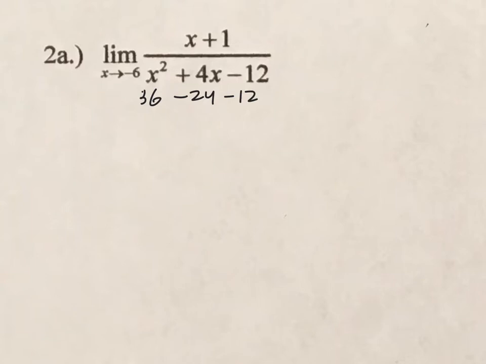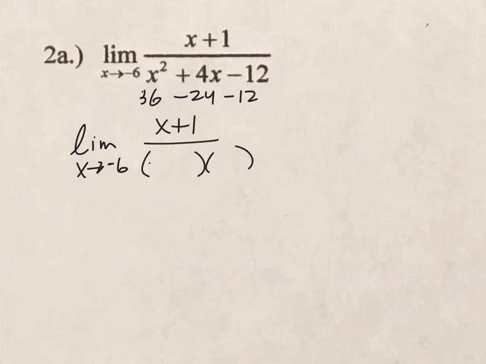So if we factor, we would have the limit as x approaches negative 6 of the x plus 1 on top, and then that denominator is going to factor into x plus 6, x minus 2. Well, I was hoping to find a common factor that would cancel, but as you can see, there is no factor that's common. So we can't cancel anything.